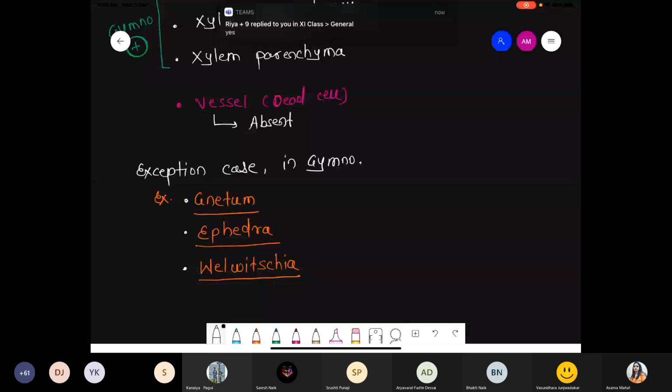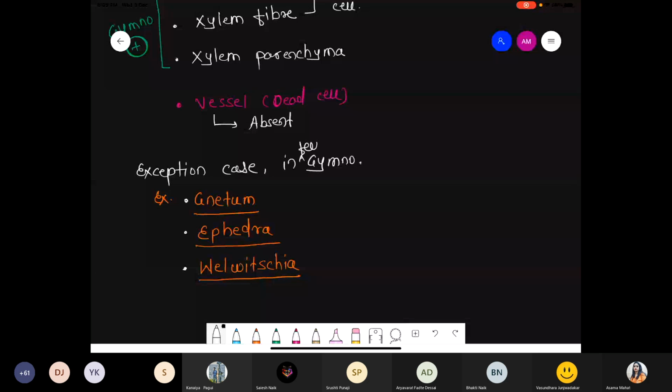So now these are the three examples which come under Gnetum and Welwitschia. In the case of the four cells we discussed, they collectively work together and perform water conduction. But here we are talking about one exception case: in most gymnosperms vessels are absent, but in a few gymnosperms, three examples, that is Gnetum, Ephedra as well as Welwitschia, vessels are present.